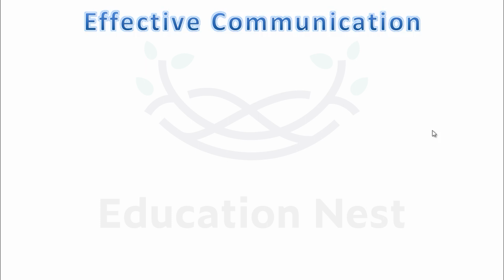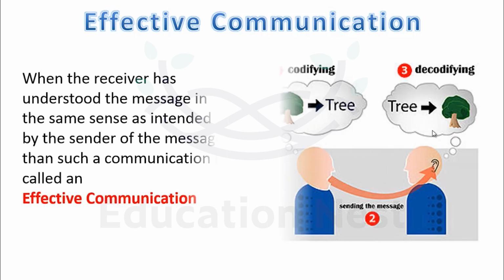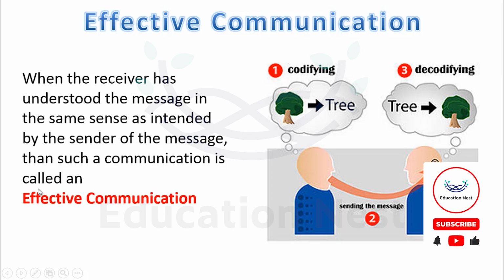Okay. Let's say I have asked for a glass of water. Now, the person whom I have asked for water should also understand this message in the same terms. Agreed? Then only my communication is said to be effective or complete. When the receiver of the message has understood the message in the same sense as intended by the sender of the message, then such a communication is called an effective communication.